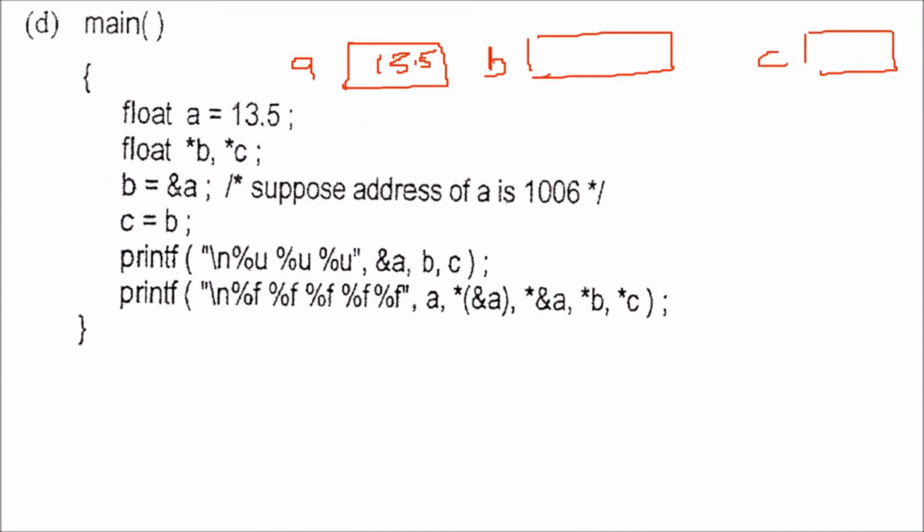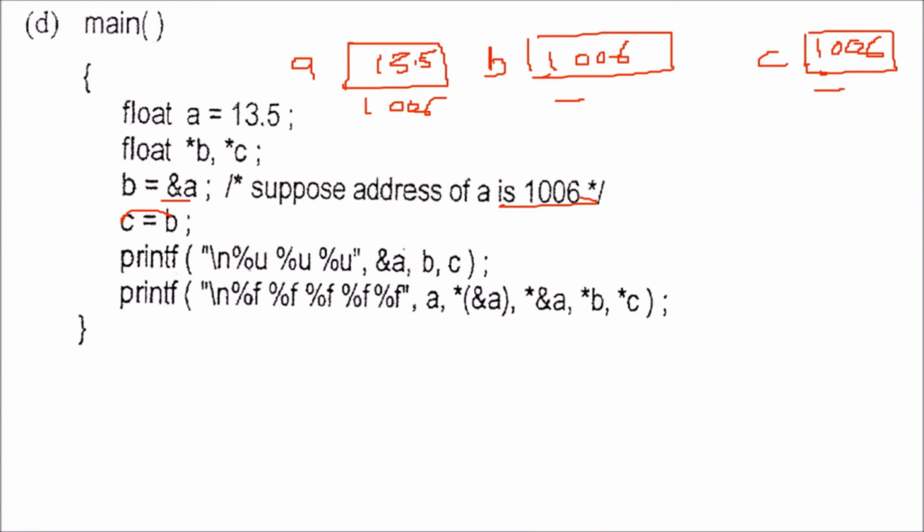Say the address is 1006, because it is given. It can be anything, and we are just taking an example. So B will have the address of A, the reference of A. So it will have 1006 here. Now you have assigned B to C, so C will also have 1006. The address of B will be something different and C will also be something different. We are talking about the values here.